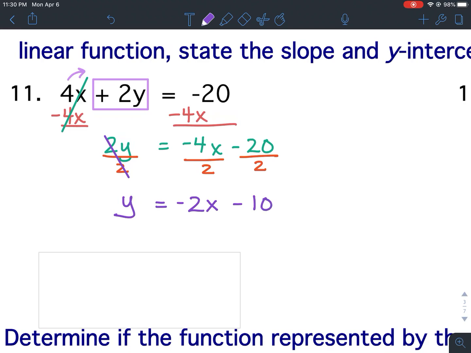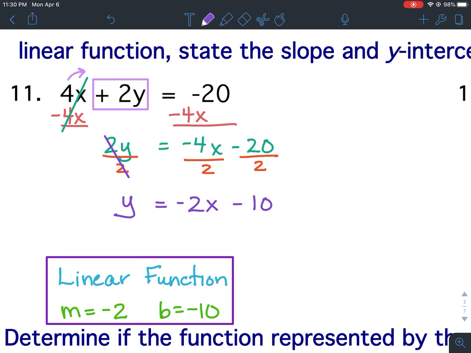So, is this equation written in the form y equals mx plus b? Yes, it is. Therefore, it is a linear function, and the slope is negative 2. The y-intercept is negative 10. It is a linear function with a slope of negative 2, y-intercept of negative 10.